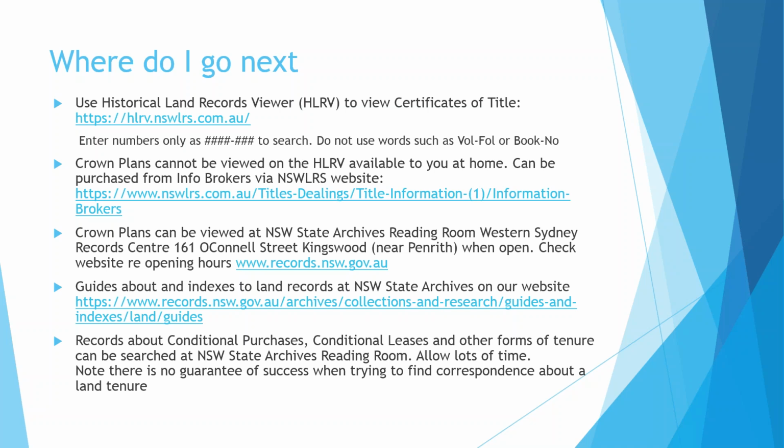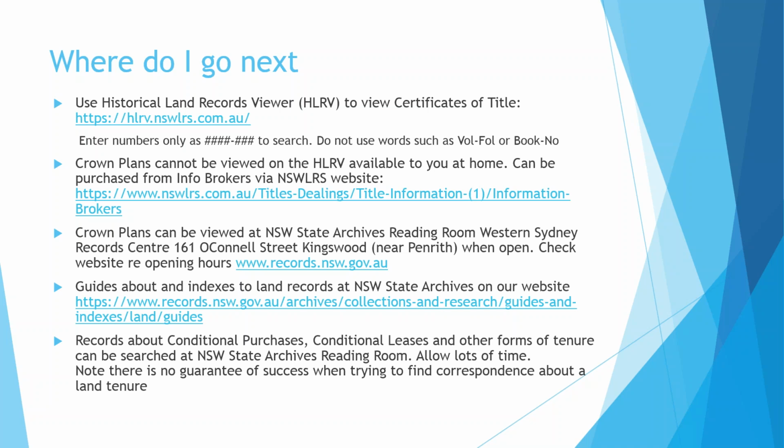So now you've got all these funny numbers, where do you go next? Well, Historical Land Record Viewer also has the certificate of titles on them, up to the 1960s. These need to be entered as number-number to do your search. So don't include the words vol-fol or the words book number, just put in number-number.